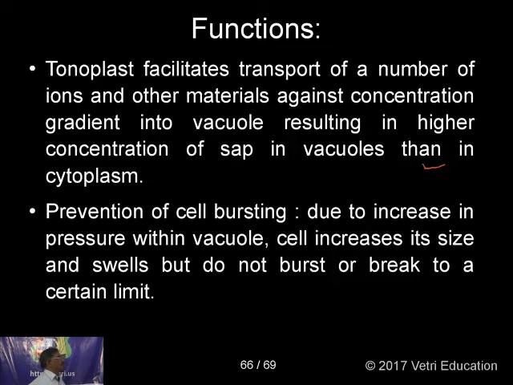Regarding the functions, the tonoplast facilitates the transport of a number of ions and other materials against the concentration gradient into the vacuole, resulting in a higher concentration of sap in the vacuole than in the cytoplasm. The next one is the prevention of cell bursting. Due to increase in pressure within the vacuole, the cell increases its size and swells, but does not burst up to a certain limit. So the first function is the transport of ions and other materials, and the second is prevention of cell bursting by the vacuole.